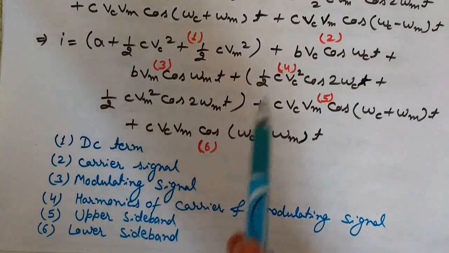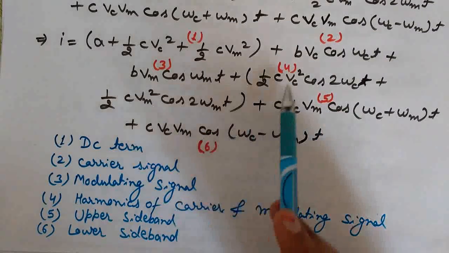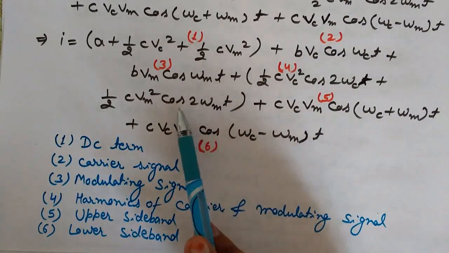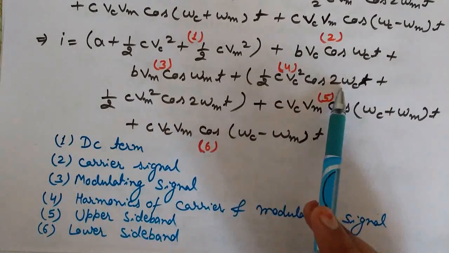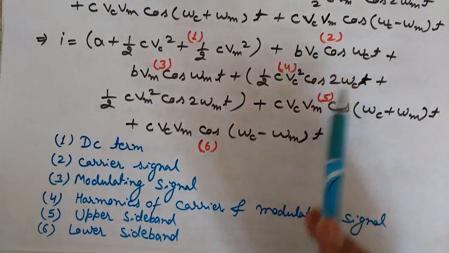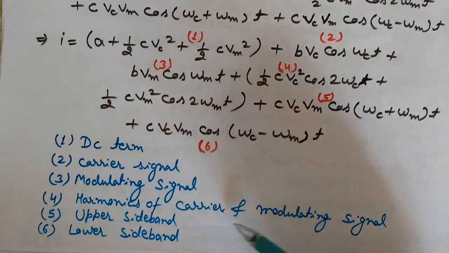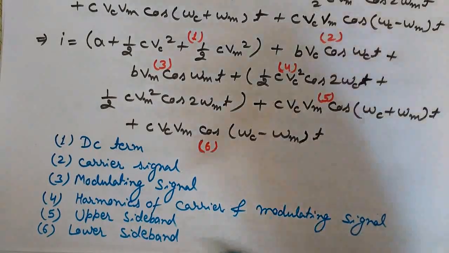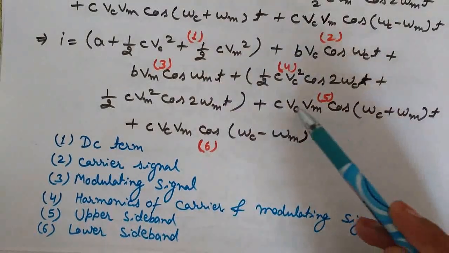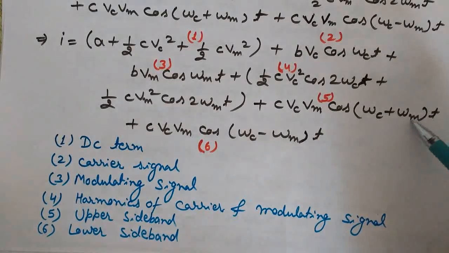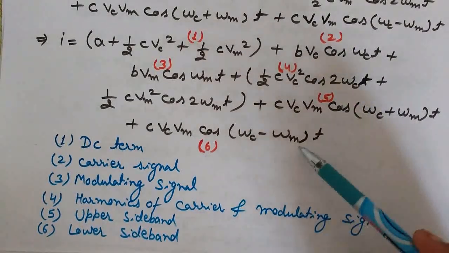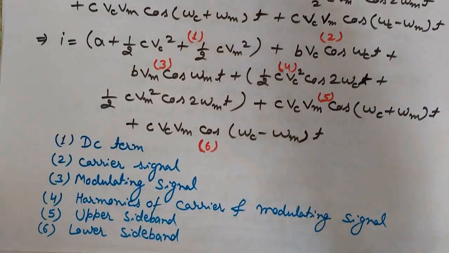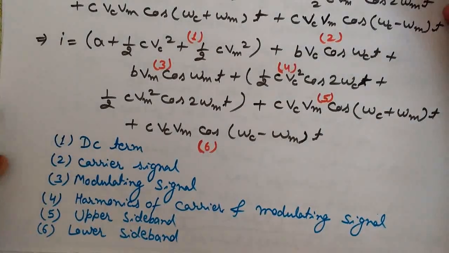and the third part is the modulating signal. The fourth part, having higher frequency terms, cos 2 omega m t and cos 2 omega c t, are called the harmonics of the carrier and modulating signal. The fifth part is the upper sideband, omega c plus omega m, and the sixth part is omega c minus omega m, the lower sideband. So hope you got the concept.